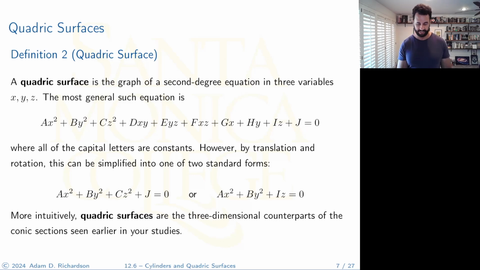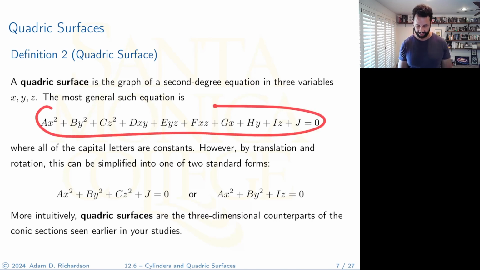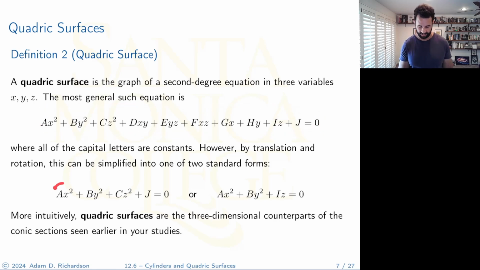And again, those coefficients, A, B, C, D, E, F, G, H, I, J, can be any scalars, any real numbers, or complex numbers if you want to work with complex numbers. Yeah, all those capital letters are constants. However, if you adjust things by translation or rotation, you can simplify this into one of 2 forms, either something that looks like this or something that looks like this, which is nice.